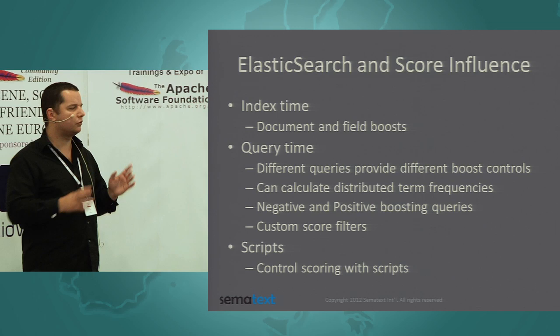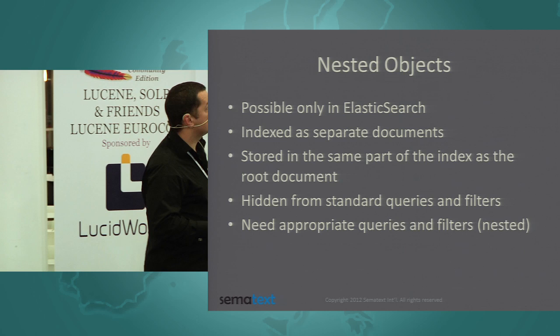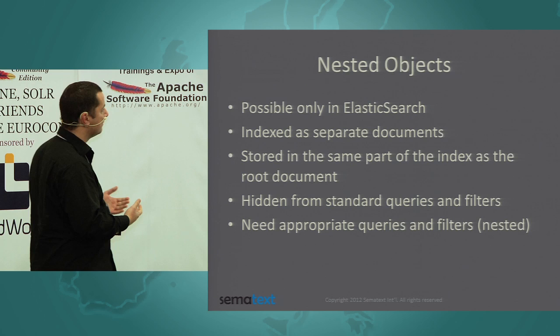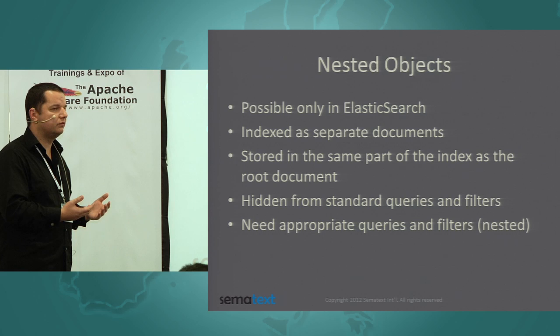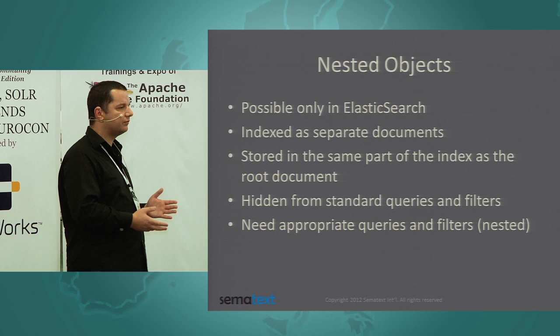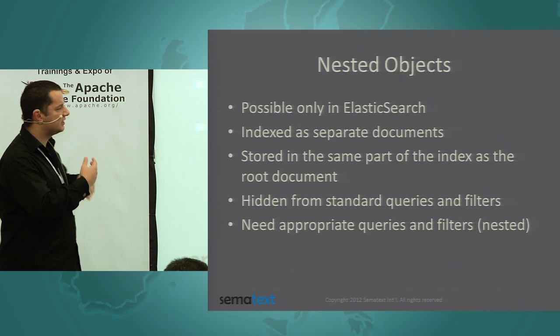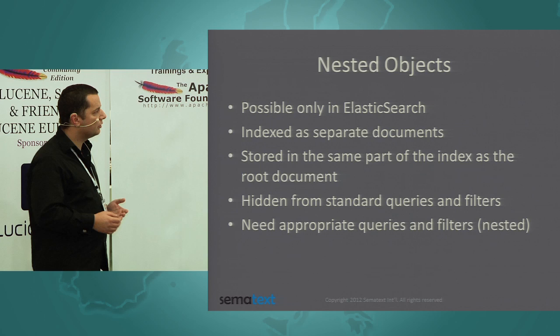Nested objects are possible only in Elasticsearch. They are indexed as separate documents, which can lessen the memory needed, for example, for facet queries. For faceting, when you need to facet on, for example, multi-valued fields like tags that have a variety of values. But in order to return them, you need appropriate queries and filters. And when you search normally, they are hidden from us in the results. You don't see them.